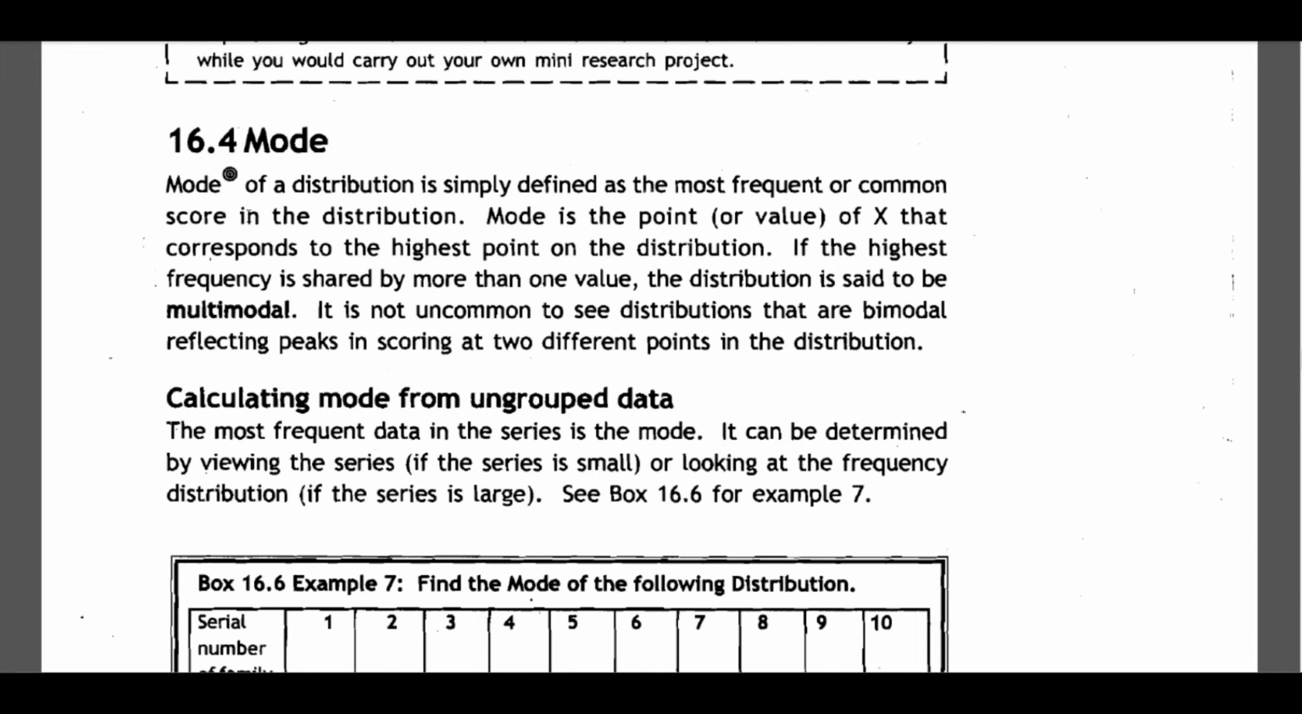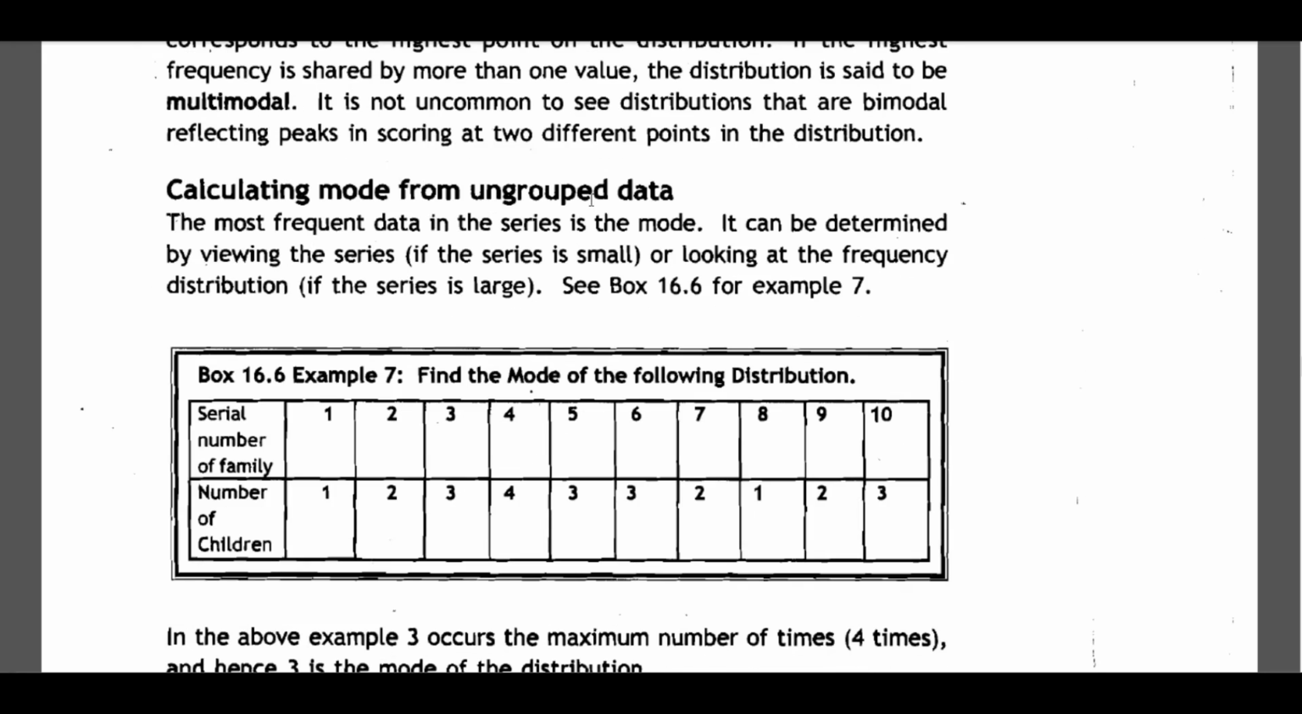So another, the third one, is the mode. 16.4 is mode. Mode of a distribution is simply defined as the most frequent or common score in the distribution. Mode is the point or the value of x that corresponds to the highest point of the distribution. If the highest frequency is shared by more than one value, the distribution is said to be multimodal. It is not uncommon to see distributions that are bimodal, reflecting peaks in score at 2 different points in the distribution.